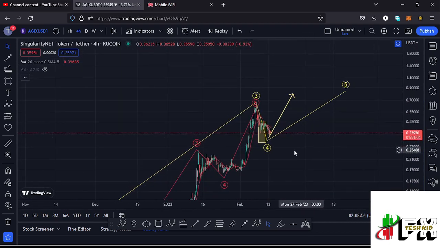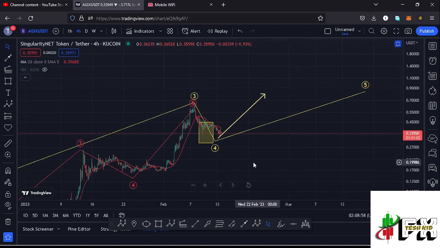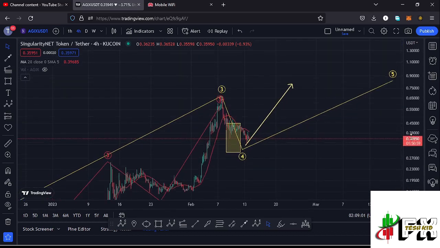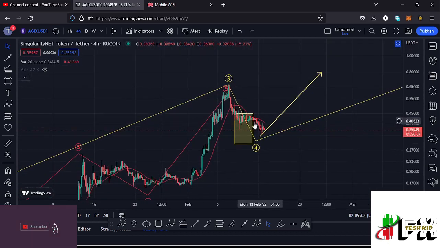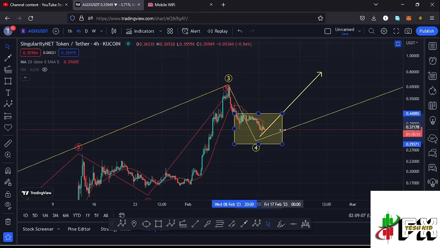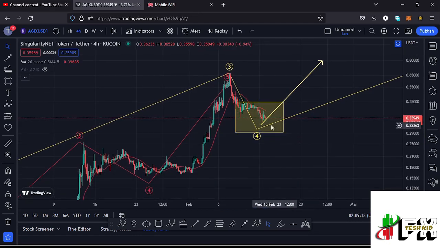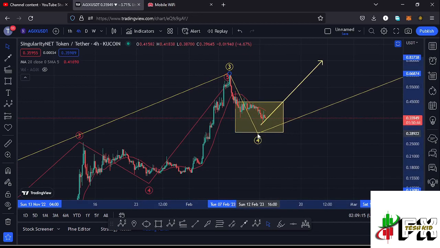And getting into details in the formation of this wave 4, we can also expect a worst case scenario. In case we continue trading below the 20-day MA, there are chances of fully maximizing our yellow target area by going back to the area at around the $0.29 mark and fully maximizing our target area in the formation of that wave 4, and that is what we can expect in the worst case scenario.